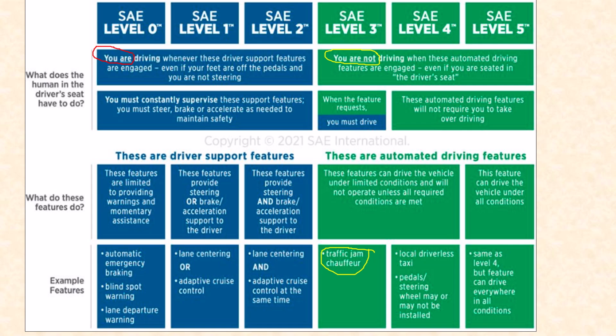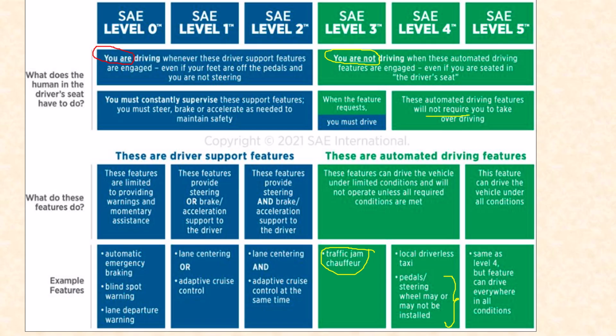Now coming to level 4, these automated driving features will not require you to take over driving. Again, the word "not" is very important. These driving features will not require you to take over driving. For example, a local driverless taxi, where pedals and steering wheel may or may not be installed. Actually, this vehicle is so self-drivable that even pedals and steering need not be installed.